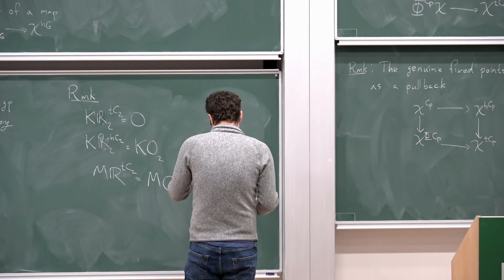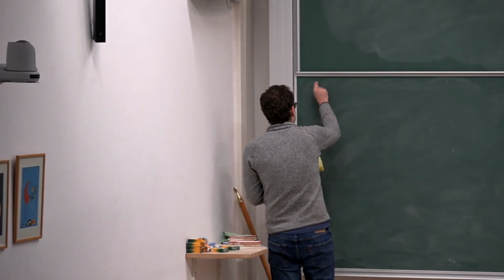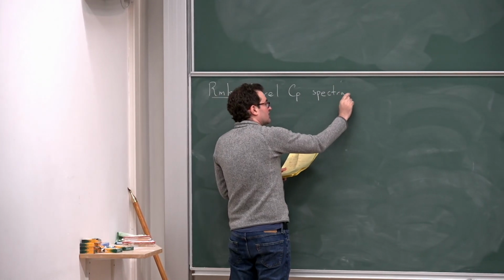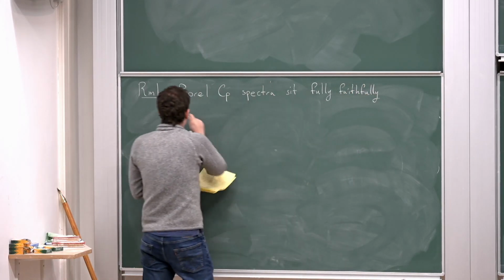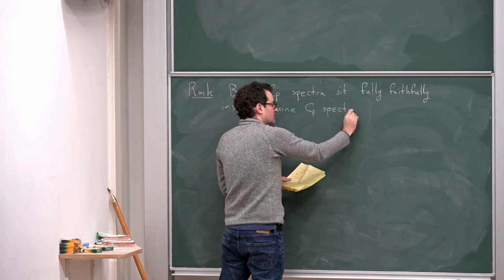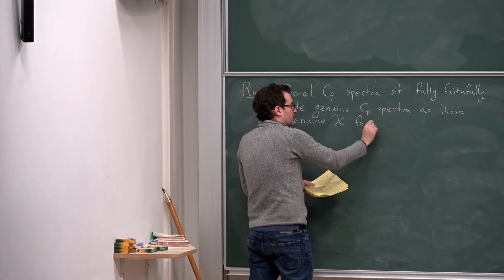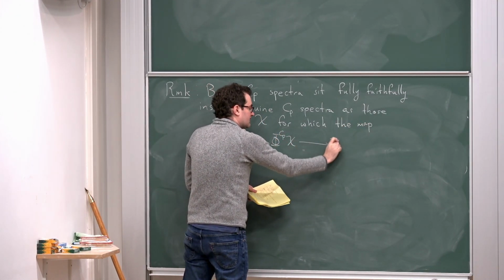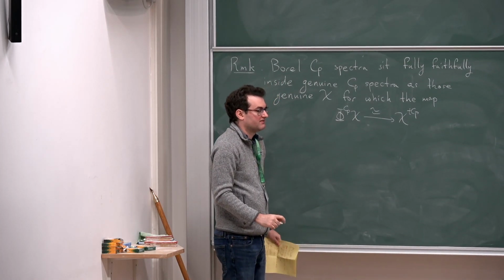Okay, the other thing I wanted to just remark is that Borel C_p spectra sit fully faithfully inside genuine C_p spectra as those genuine X for which the map from the geometric fixed points to the Tate fixed points is an equivalence, so that the geometric fixed points constitute no extra data, and they're simply a repackaging of the Tate fixed points.